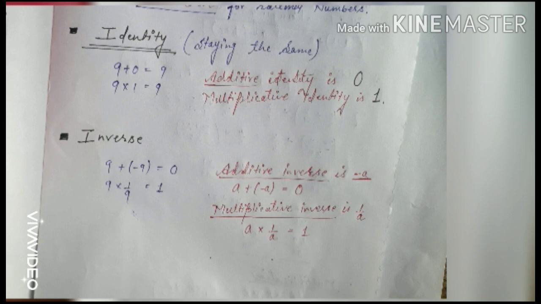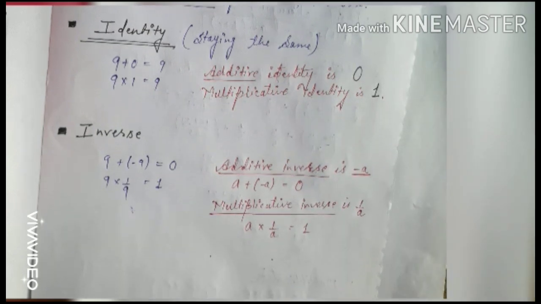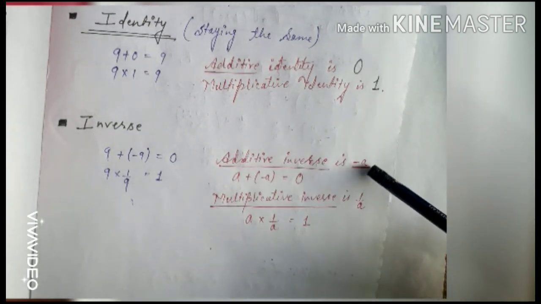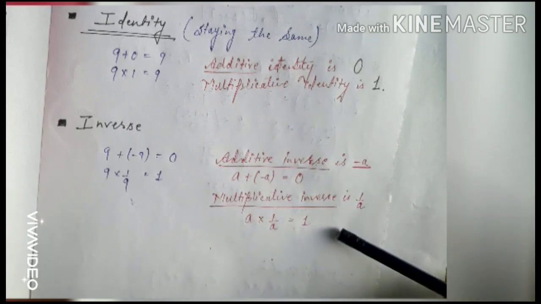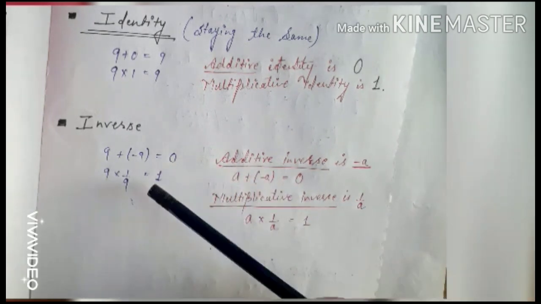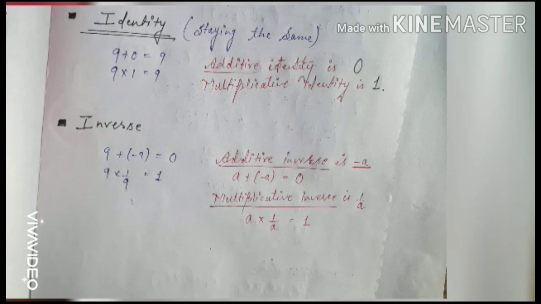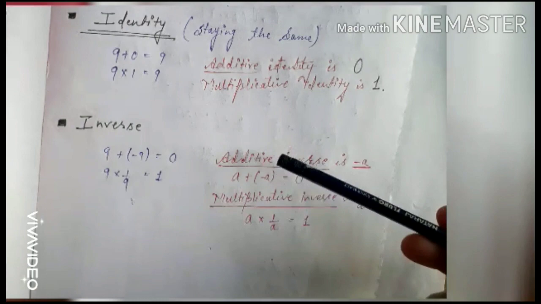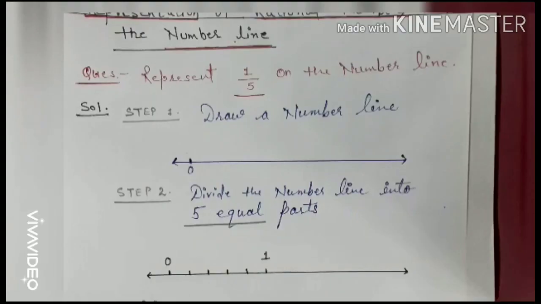Any number you take, 10, 20, 30, 7, 9, and add it with 0, you will always get the same number again, 9. And for multiplication it is 1. And in the inverse, the additive inverse is always minus a, and the multiplicative inverse is always 1 upon a. Because 9 added to minus 9 gets 0. And in multiplication, when the number is 9, it will be 1 upon 9. So these are your inverses and this is your identity.